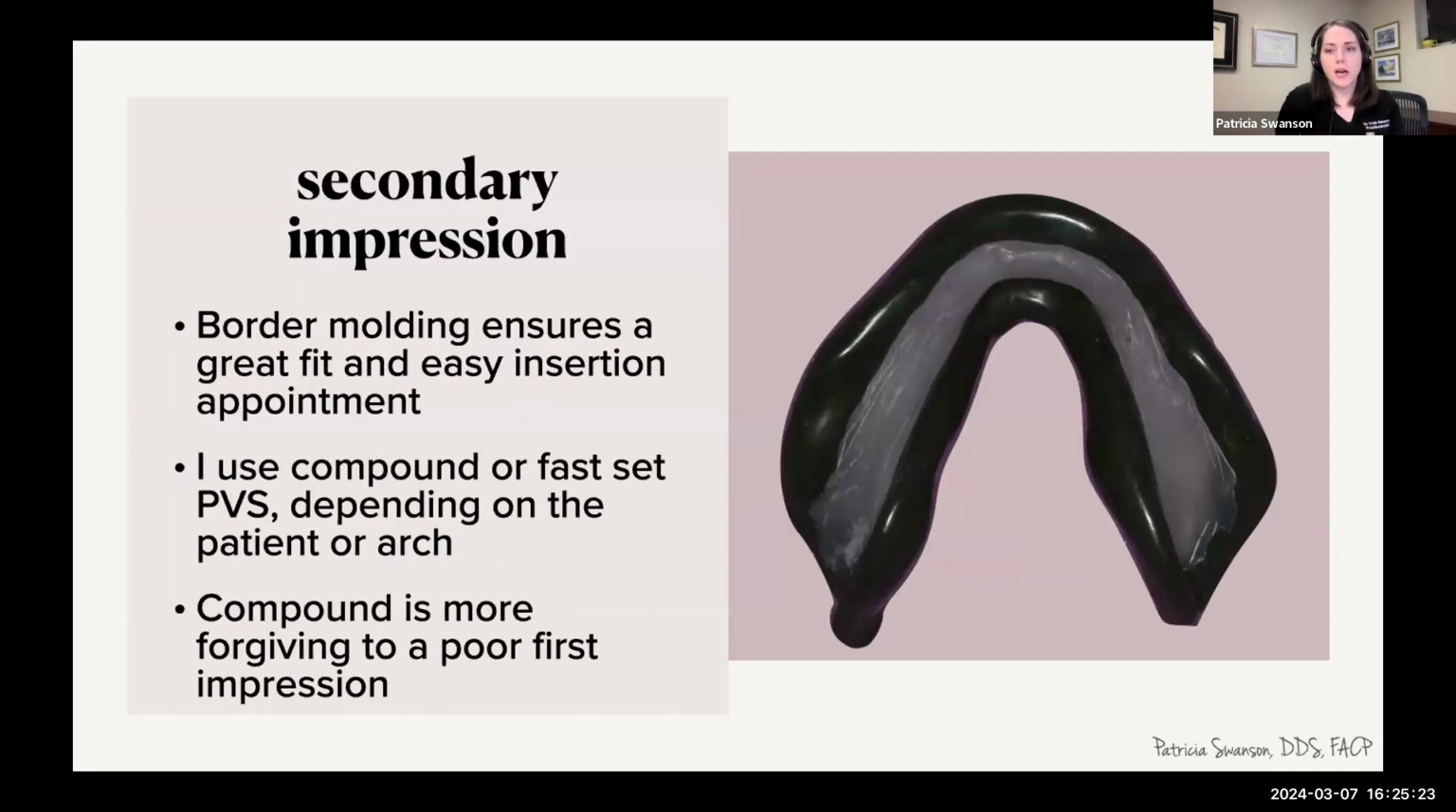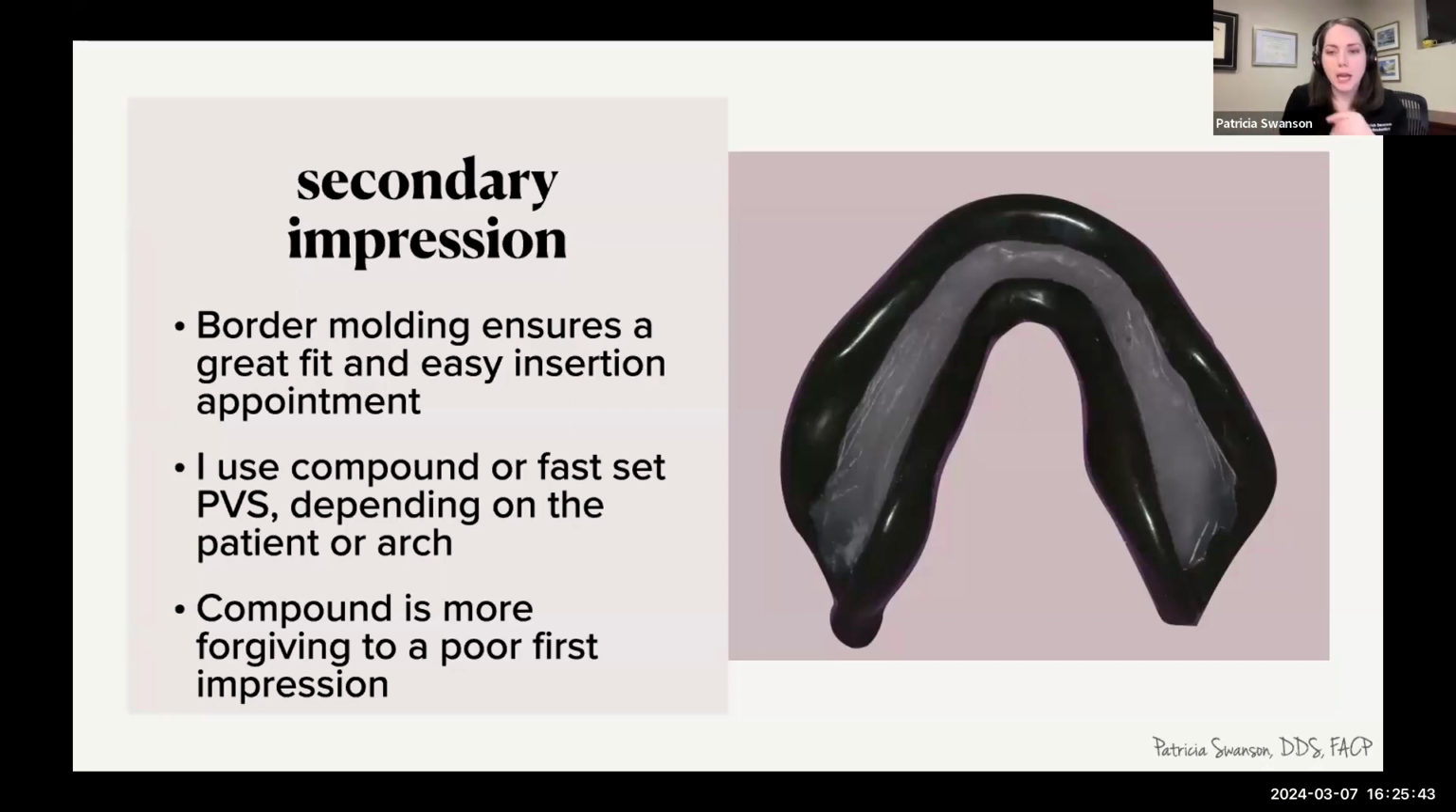The reason why I like compound is because as a prosthodontist, I don't get referred patients who have any visible arches. They're usually invisible, flat arches that really lend to the name plate for a denture. So compound is a little bit forgiving. If I don't have a great first impression, I can really build my compound out. But PVS works really easy.